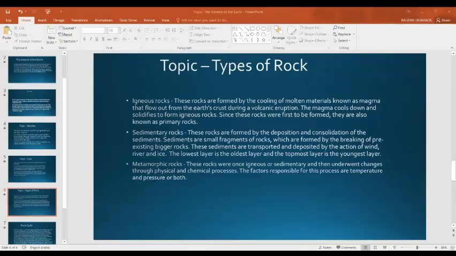Metamorphic rocks. These rocks were once igneous or sedimentary and then underwent changes through physical and chemical processes. The factors responsible for this process are temperature and pressure, or both.